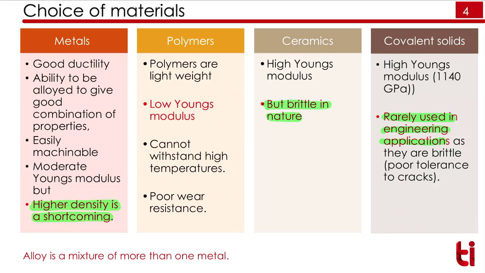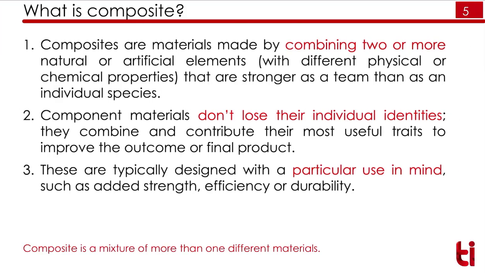Now you can see that we cannot use metals because they have high density. We cannot use polymers because they have low Young's modulus and low melting point. We cannot use ceramics because they are brittle, and covalent solids also show catastrophic failure. So we cannot use these 4 material types independently. Now the obvious choice is we can mix these materials. If you mix these materials, that we call a composite. So a composite is a mixture of 2 or more different materials, while an alloy is a mixture of 2 or more metals.